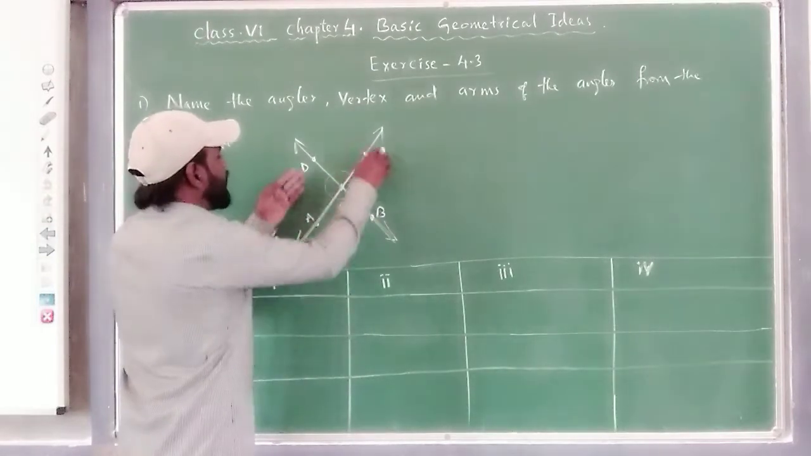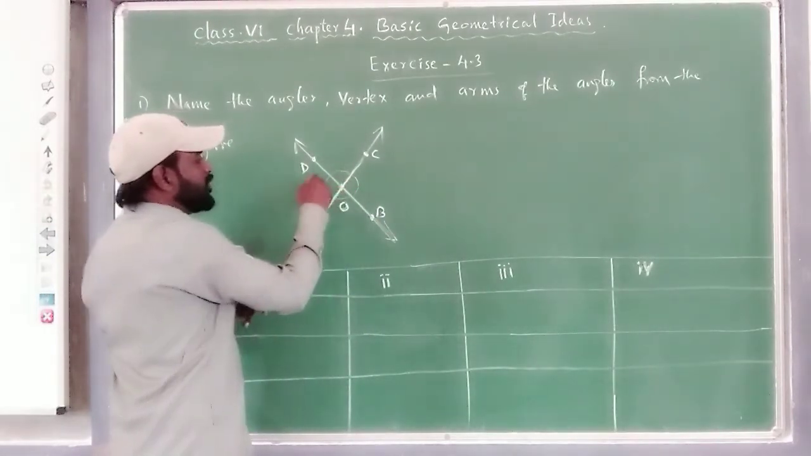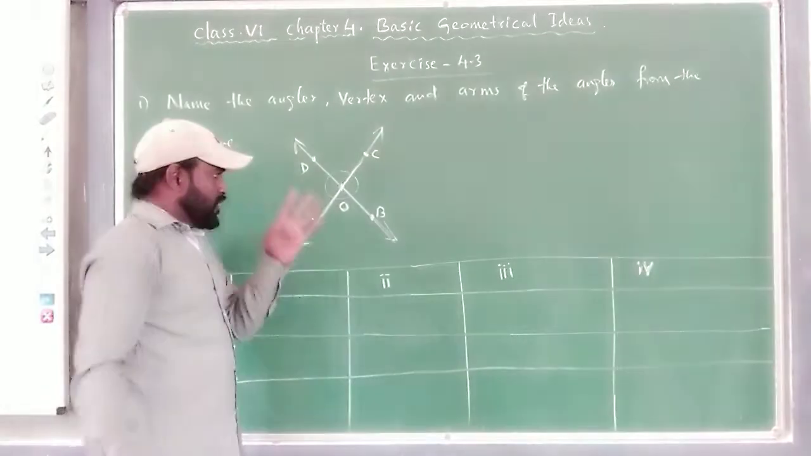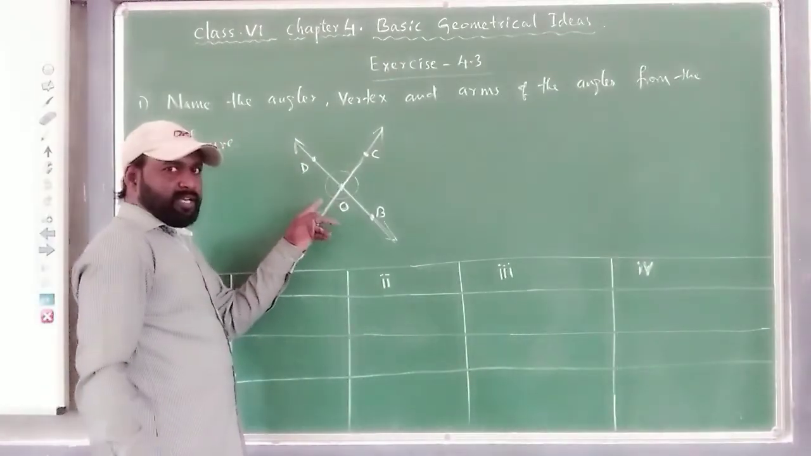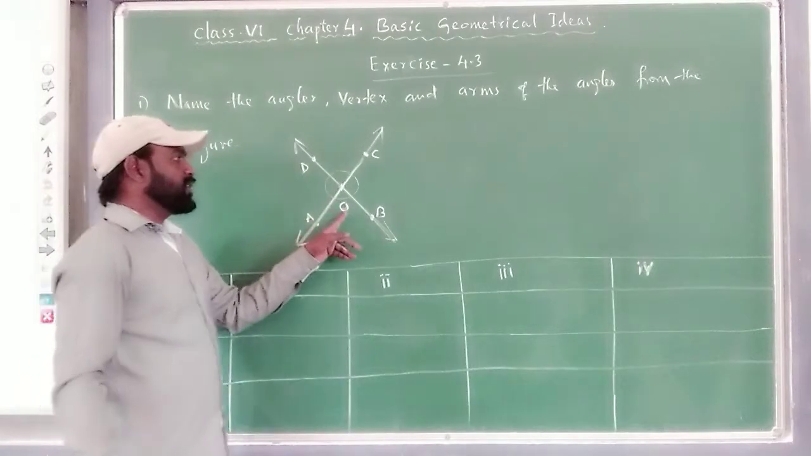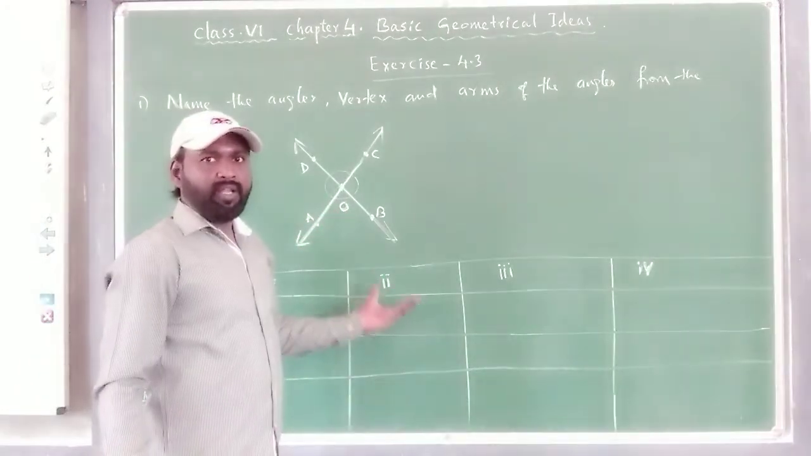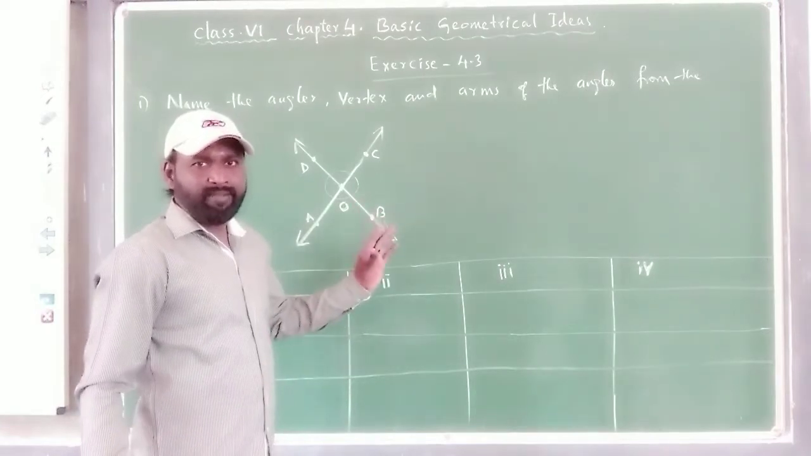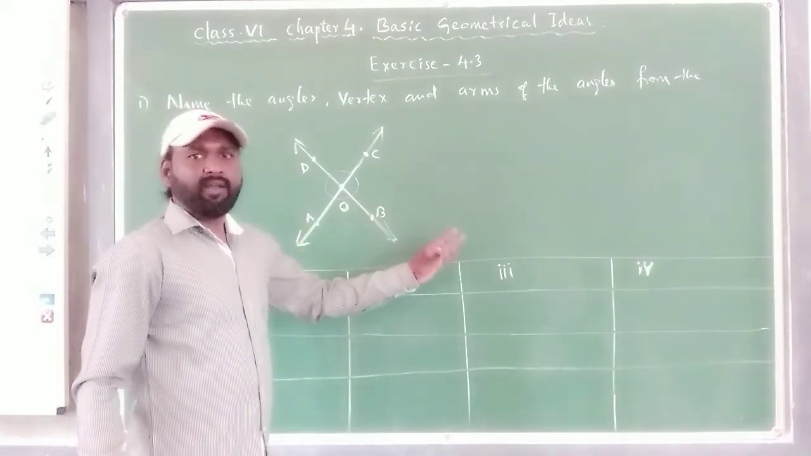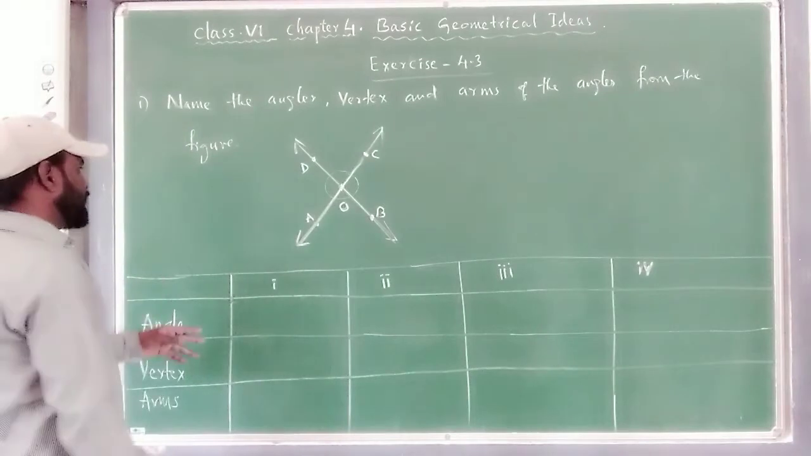Of course, the two lines intersect at a common point, so four angles will be formed. What are the angles? Write the names of the angles and the common vertex. What are the arms? You have to identify all four angles, their names, the arms and vertices. The first one is already given.